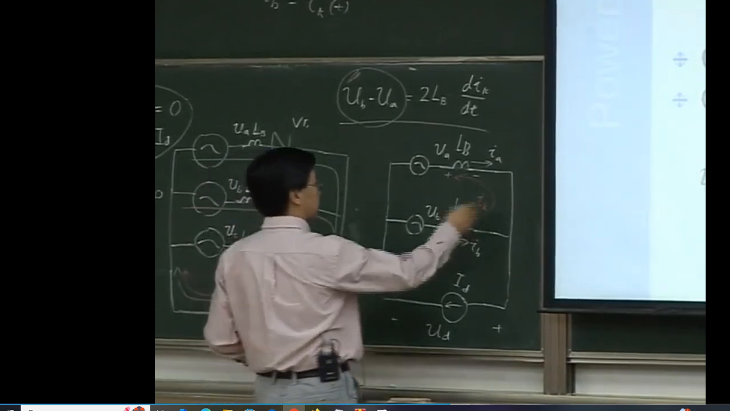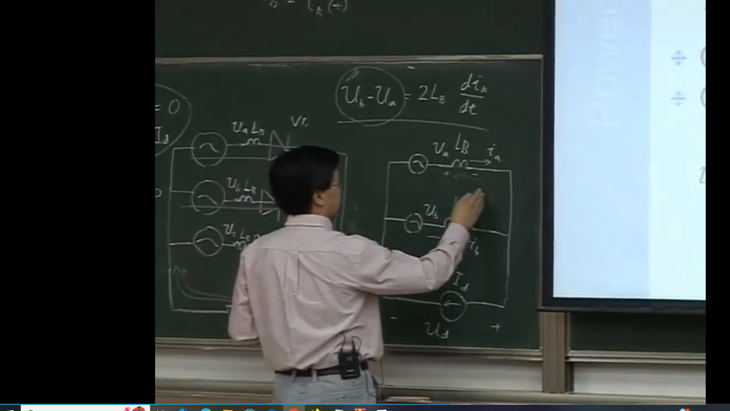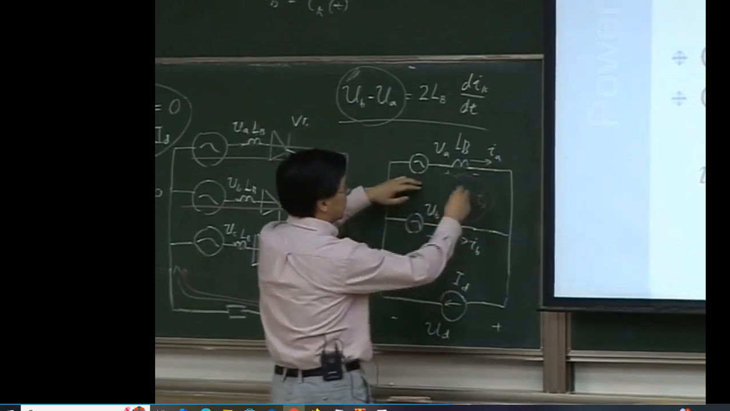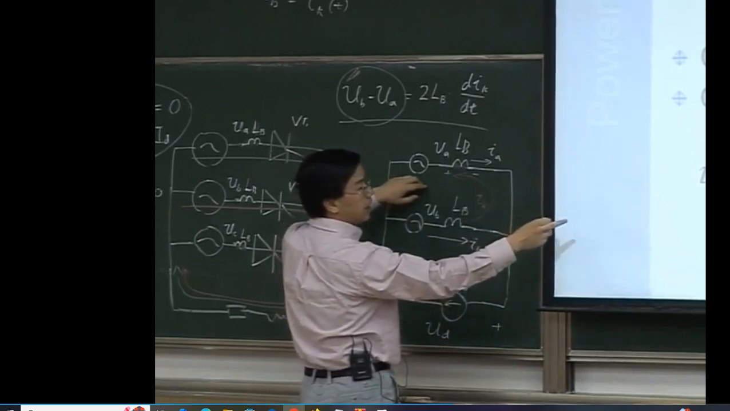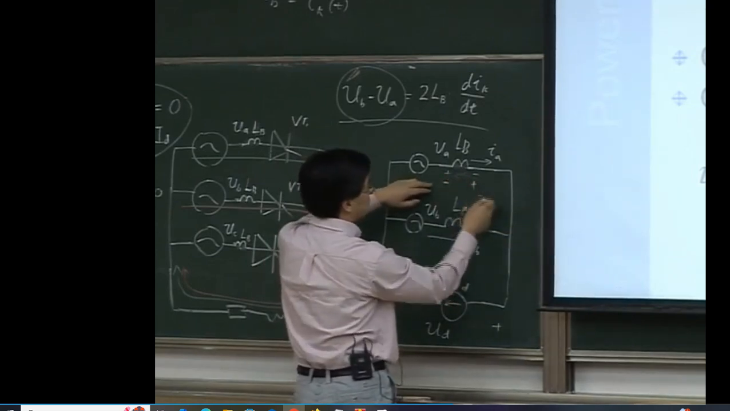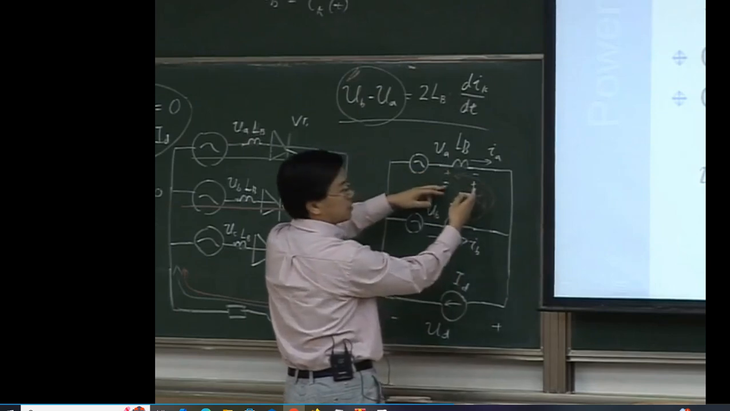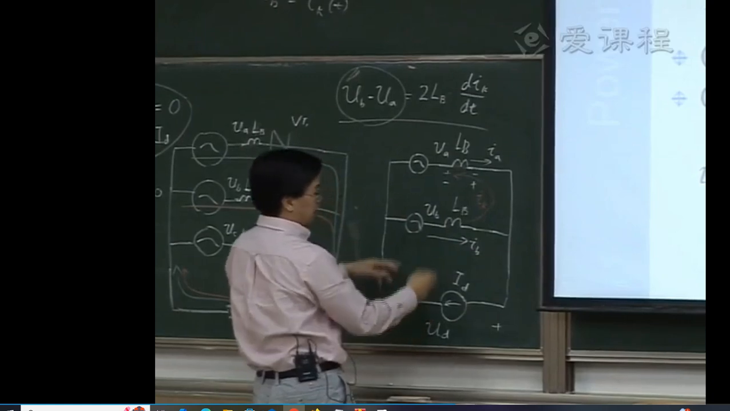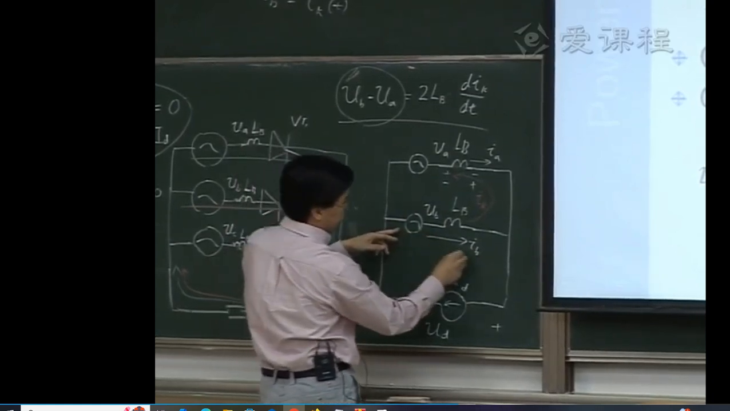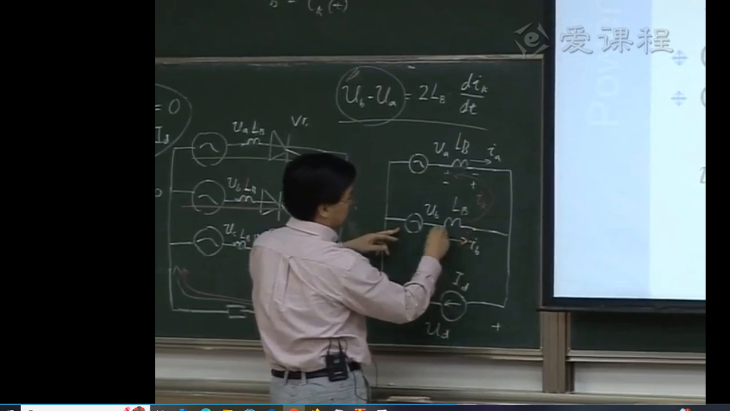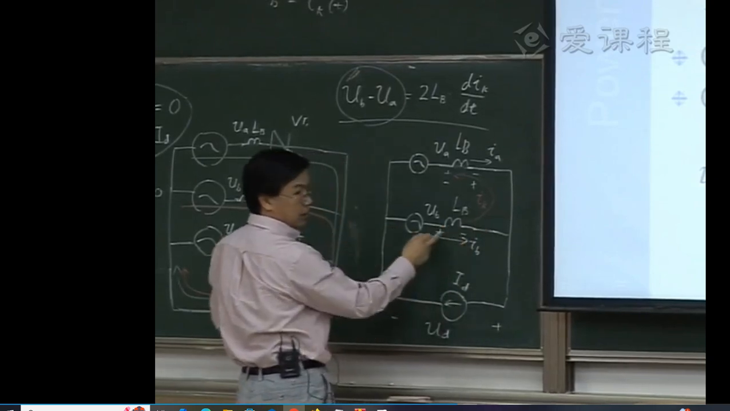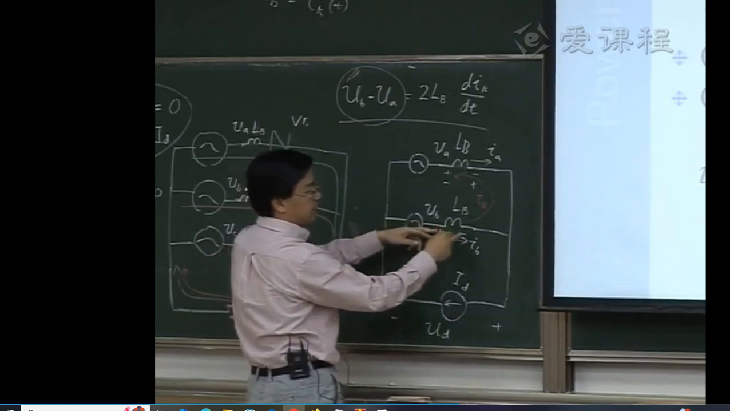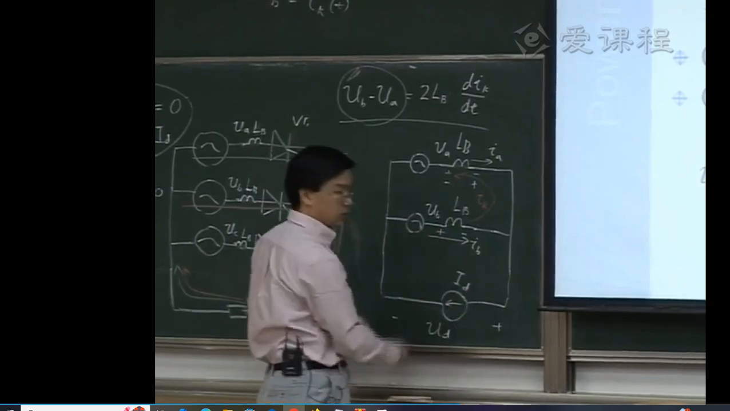That's correct, because IK is flowing in this direction, so LB dIK/dt would be in this direction. Therefore, UA plus this leakage inductance voltage should be UD. Then for UB, because IK is flowing this way, the inductance voltage should be in this direction, so it should be UB minus LB dIK/dt equal to UD.